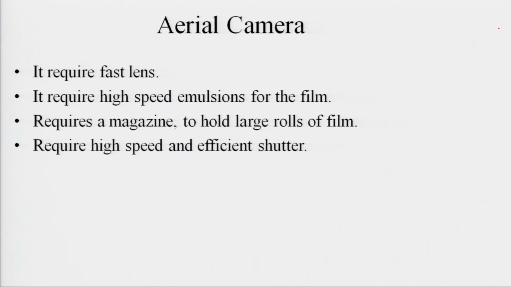Now, we discuss the aerial camera. An aerial camera is basically different from a normal camera because it is used for aerial survey. The special requirements of an aerial camera are that it must have a fast lens and it must have a high speed emulsion for the film.